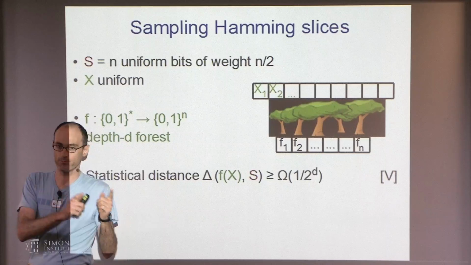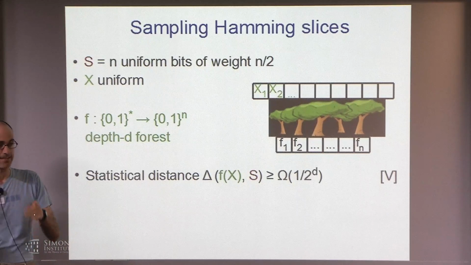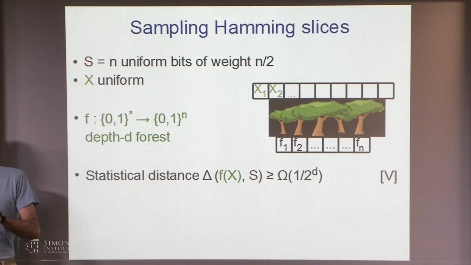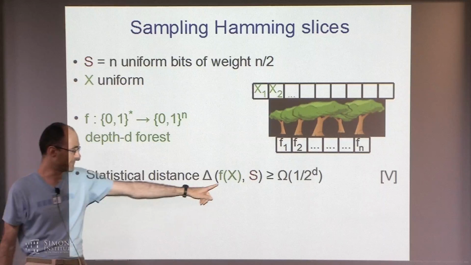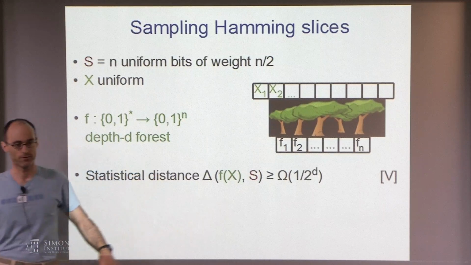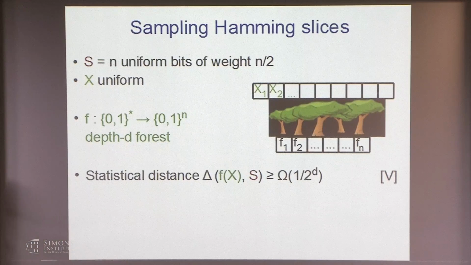Otherwise, every 10 bits are exactly uniform. And then you can apply central limit theorems for bounded independence, in particular anti-concentration, to argue that the Hamming weight of this is unlikely to be exactly n over 2. Okay? So at least you heard some buzzwords of what goes on there.